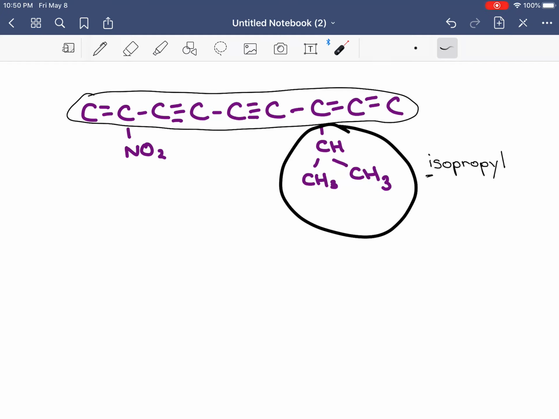Well, if there's a second double bond, which there is, you find where that is, and that should get the lower number. Well, look at that. So it looks like it's going to be right to left. No doubt about it. Here you go.